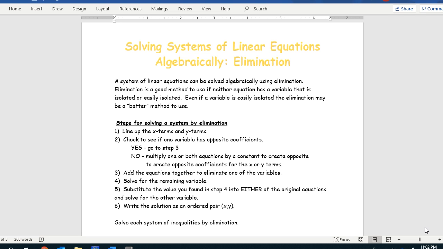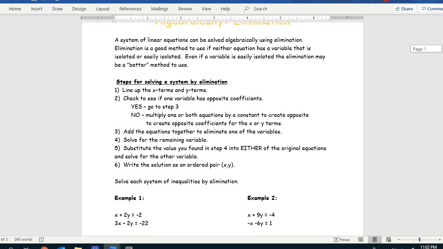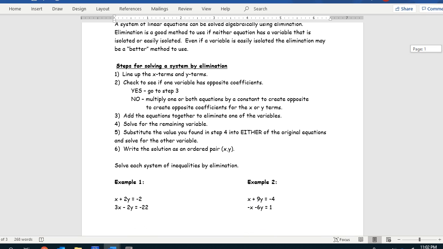Elimination is a good method to use if neither of the equations in your system has a variable that is isolated or easily isolated. Sometimes, even though a variable could be isolated pretty easily, elimination might be a better method to use. Now, that's a matter of opinion, but I'll let you see for yourselves after you work a few elimination problems. In the elimination method, we want our x's and y's to be lined up in our two equations.